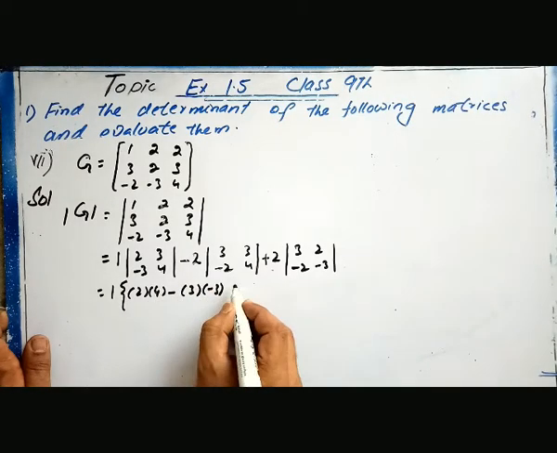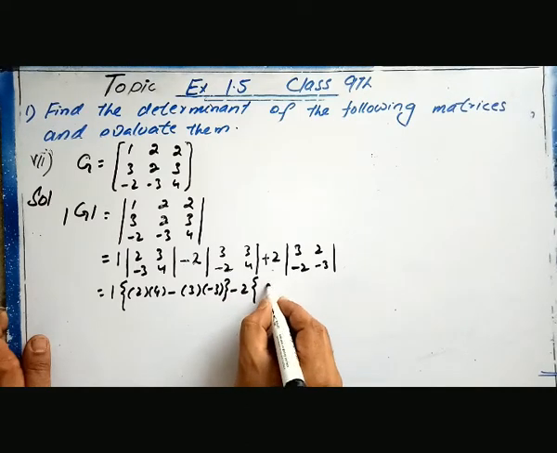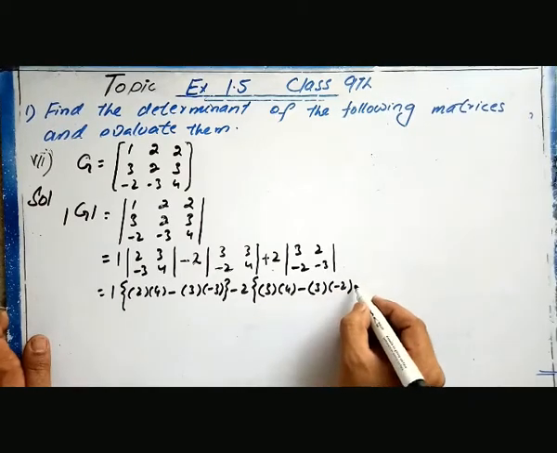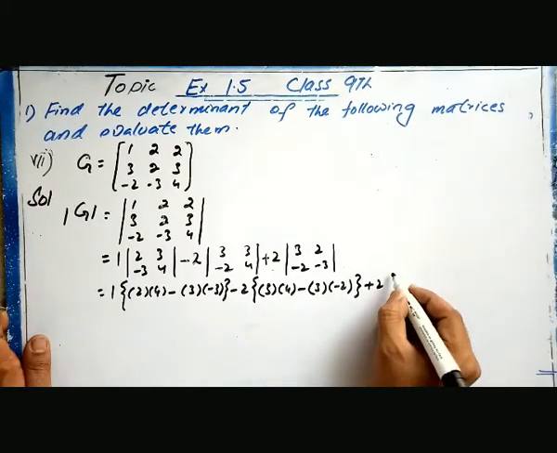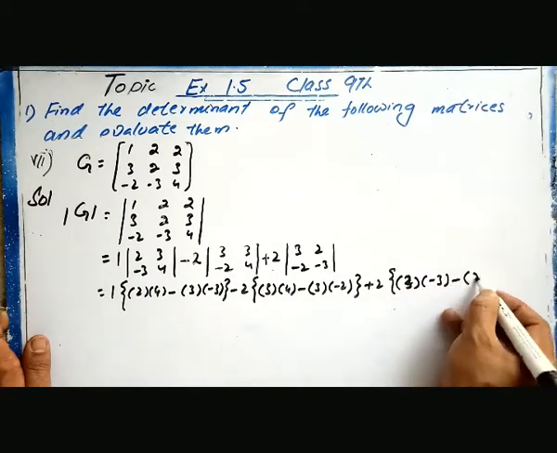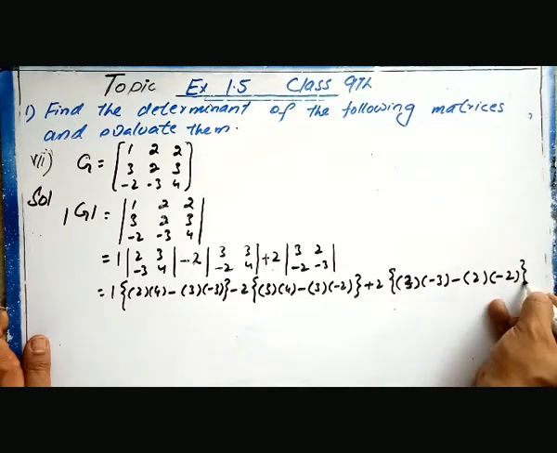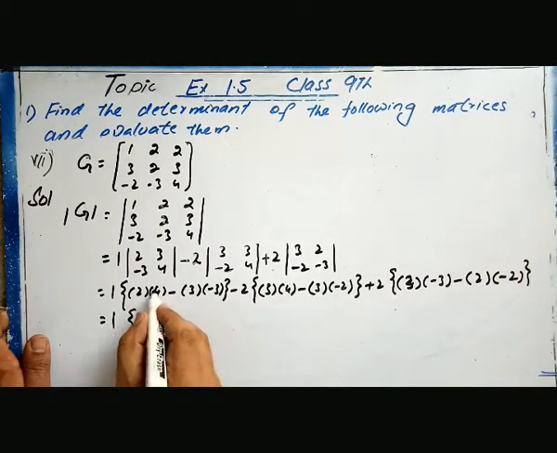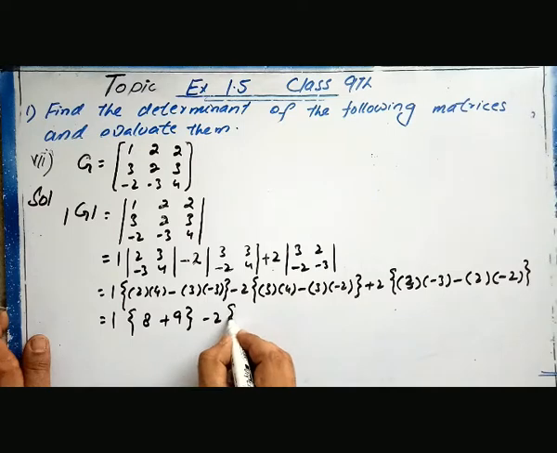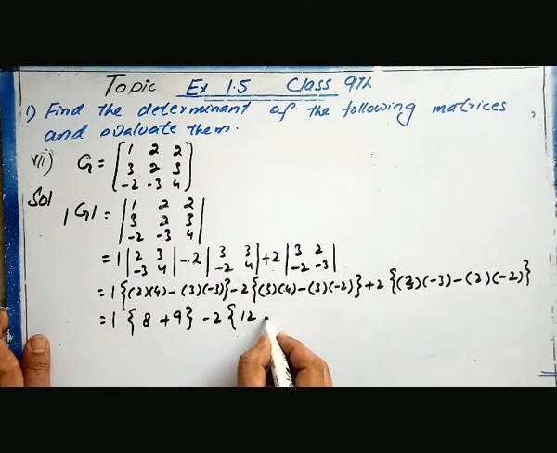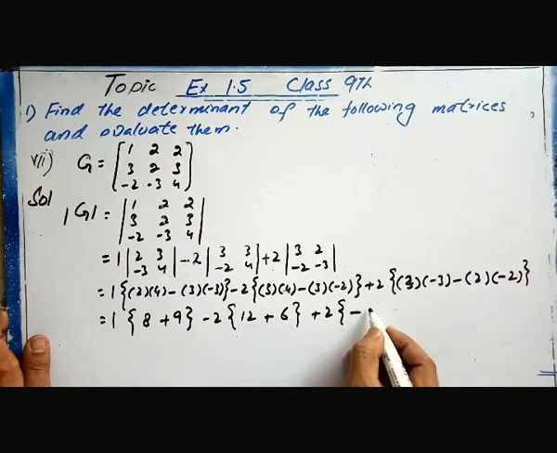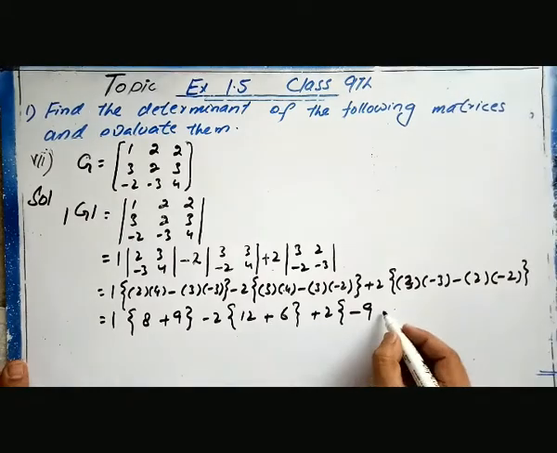So we have 1 times (2 into 4 minus 3 into -3), minus 2 times (3 into 4 minus -2 into 3), plus 2 times (3 into -3 minus 2 into -2). 1 times 4 2s are 8 minus minus plus 3 3s are 9, that is 17. Then 3 4s are 12 plus 3 2s are 6, that is 18. Then -9 and 3 3s are 9, minus minus plus 2 2s are 4.